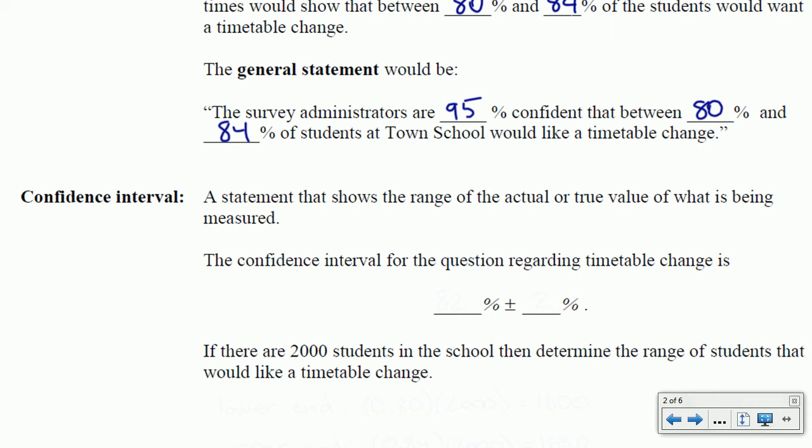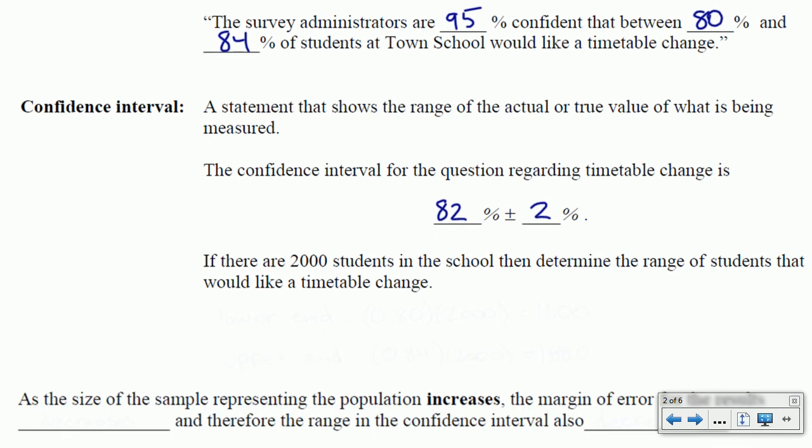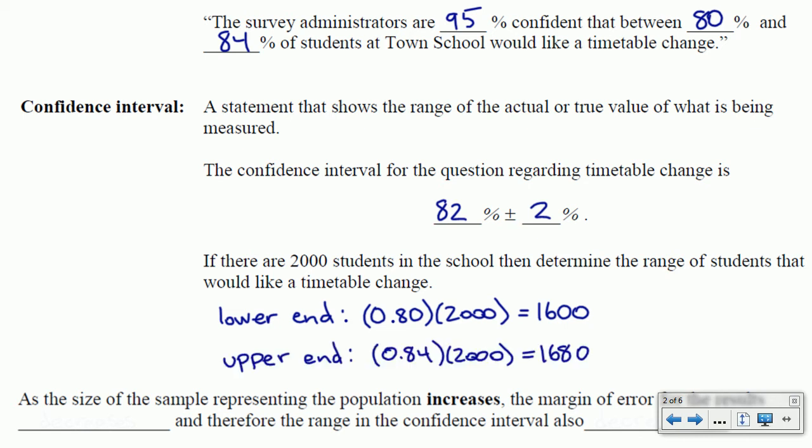So a confidence interval is a statement that shows the range of the actual or true value of what is being measured. The confidence interval for the question regarding timetable change is 82% plus or minus 2%. If there are 2,000 students in the school, then determine the range of students that would like a timetable change. So for the lower end, we would use the lower percentage as a decimal, multiply that by the number of students, and that gives us a number of students on the low end. And for the upper end, we multiply the upper percentage as a decimal by the number of students, and we get an upper end on the number of students.